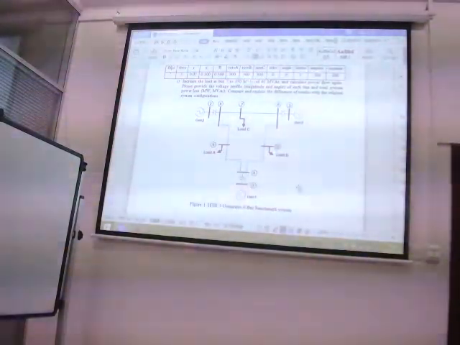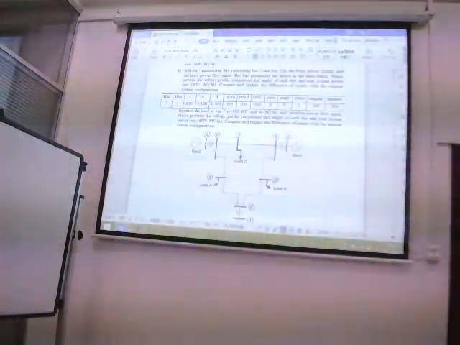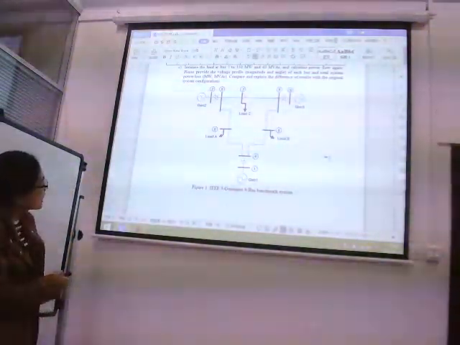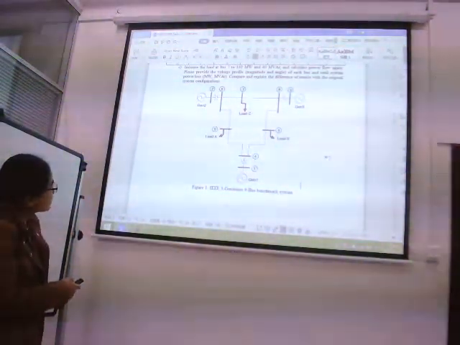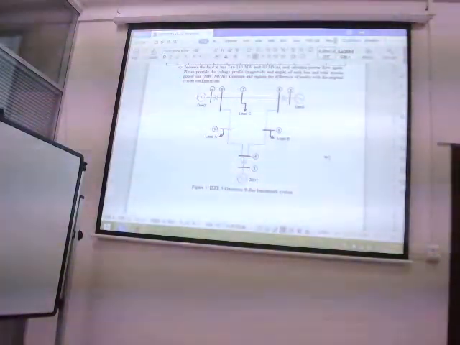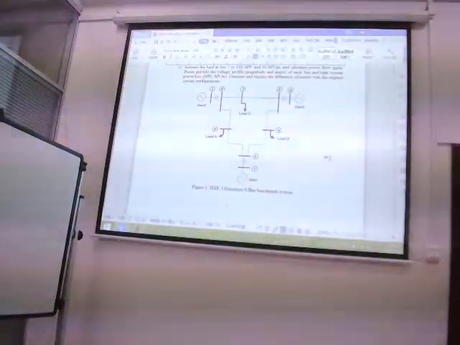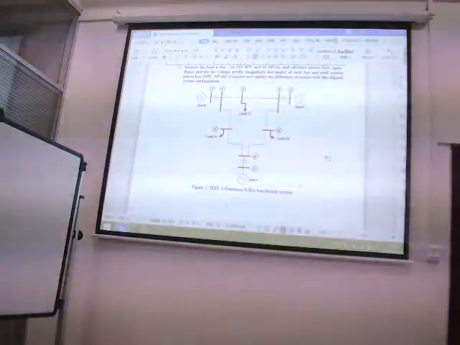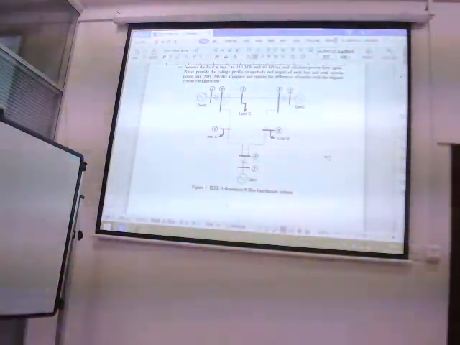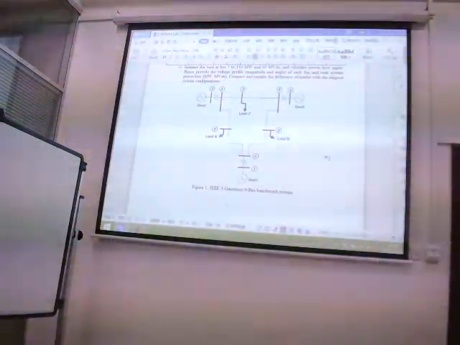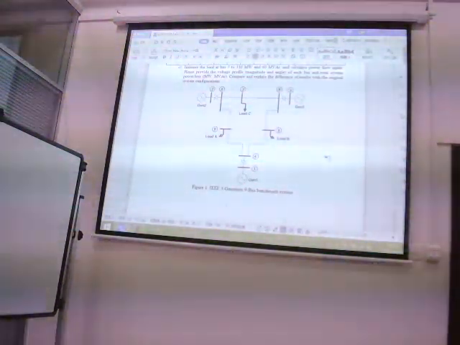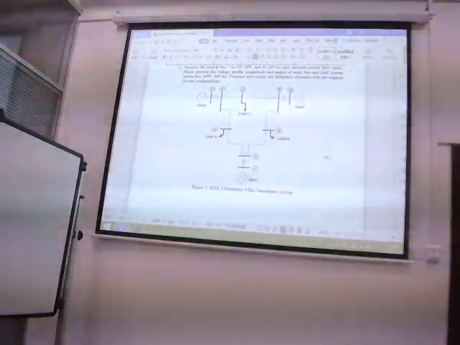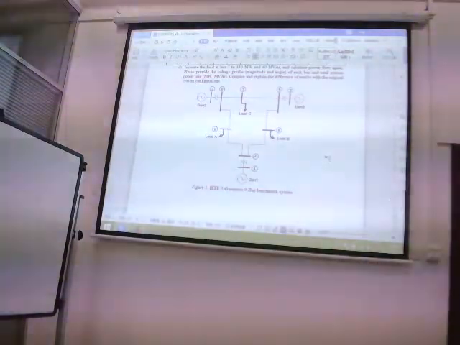Okay, now let's have a look at question C. We can find that we only have 3 loads here: load 5, load 7, and load 9. Task C is to increase the load at bus 7 to 330 MW and 40 MVar, and calculate the power flow again. Then provide the voltage profile of each bus and the total power loss, compare the difference, and explain the difference with the original system configuration.